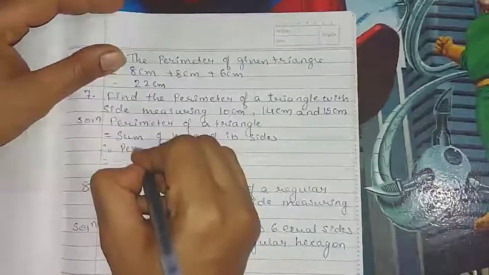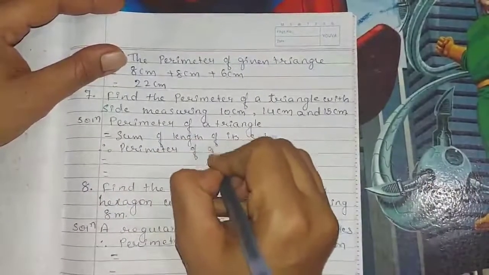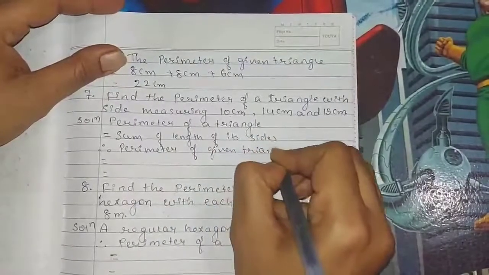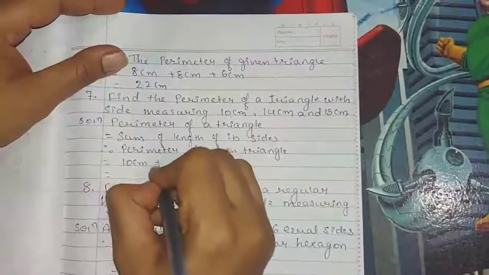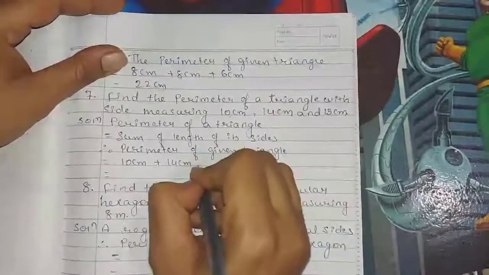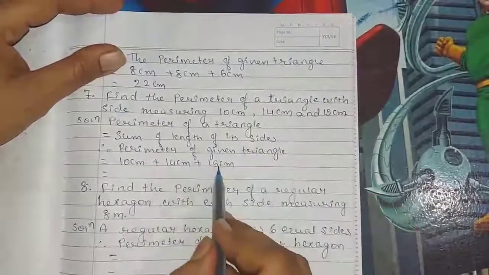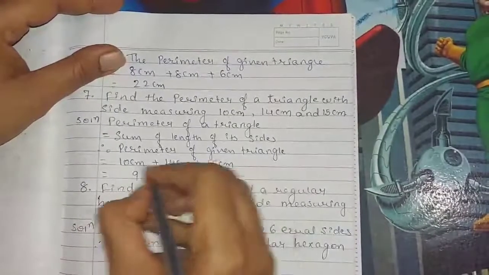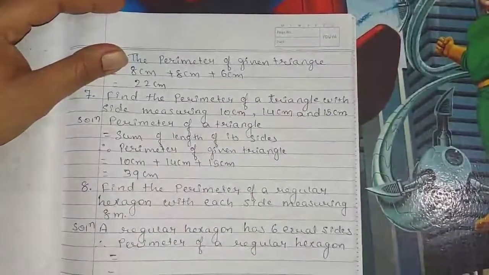Therefore, perimeter of given triangle equals 10 cm plus 14 cm plus 15 cm. Now if we add this, 5 plus 4 is 9 and 1 plus 1 plus 1 is 3, so 39 centimeter.